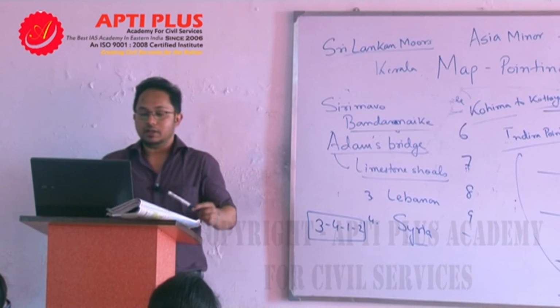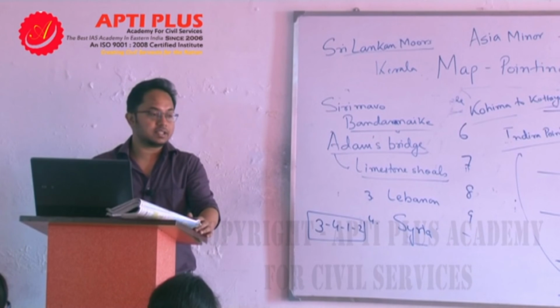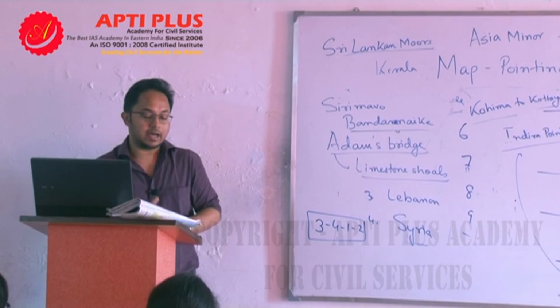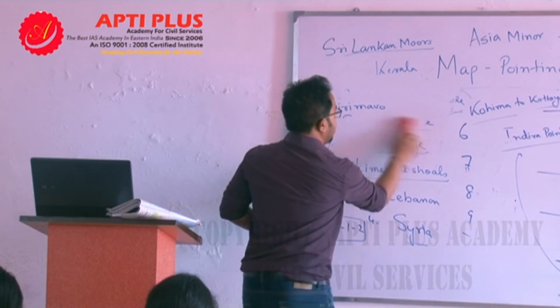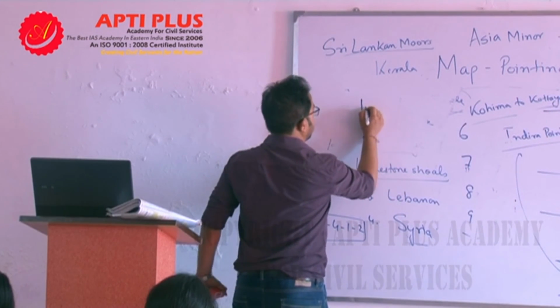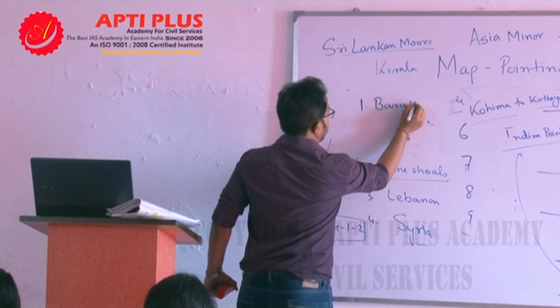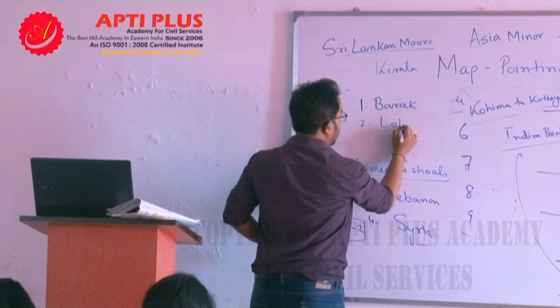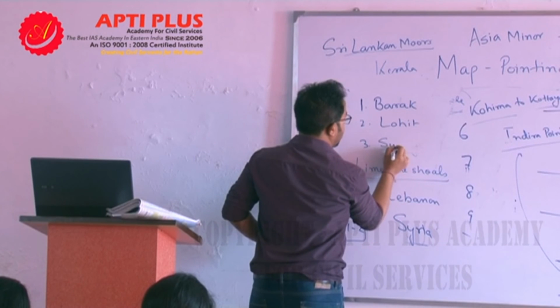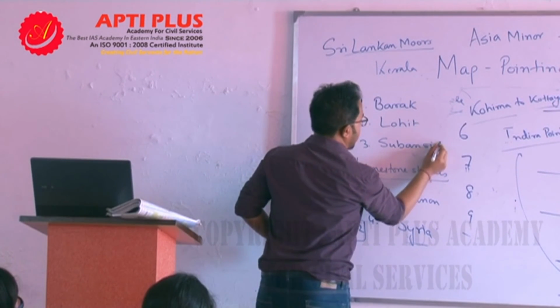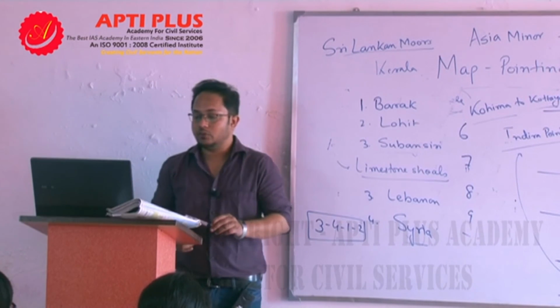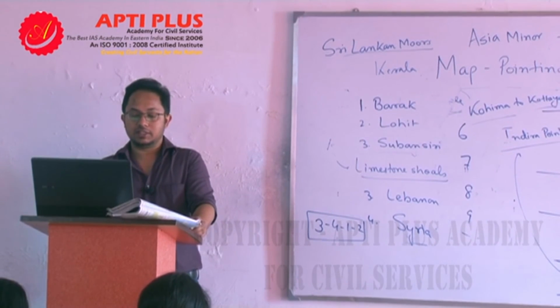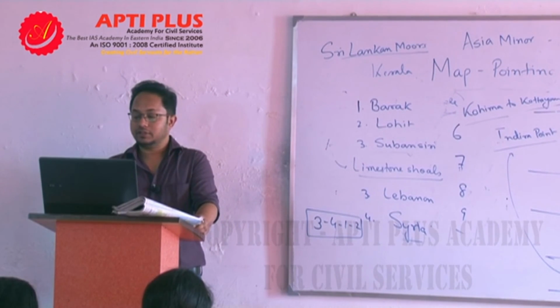One question came asking: consider the following rivers. One is the Barak river, B-A-R-A-K, the other is Lohit, third is Subansiri. And the question asked, which of the above flows through Arunachal?